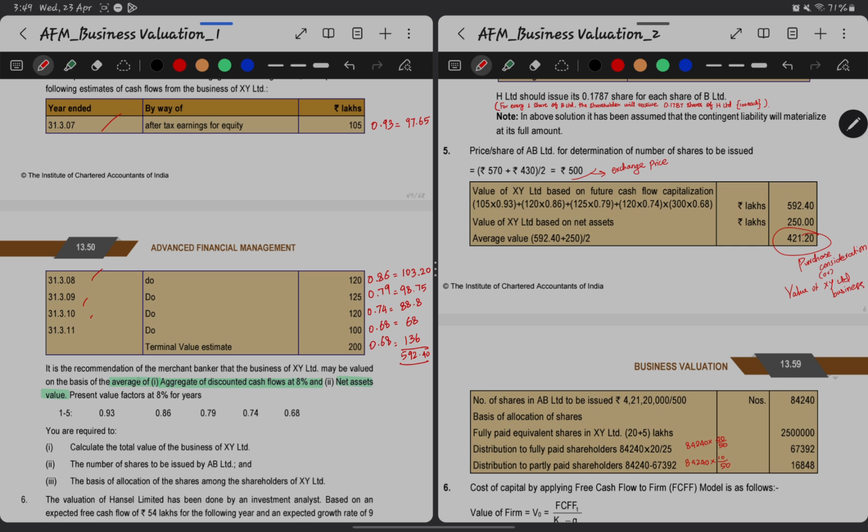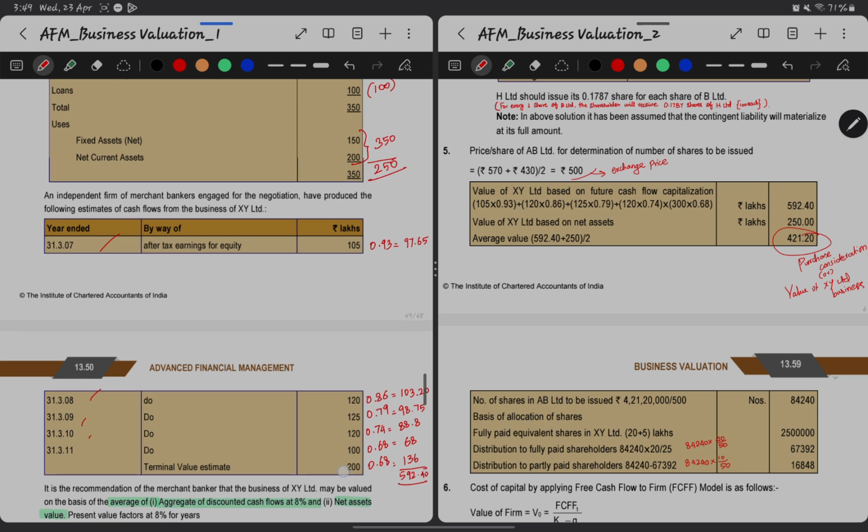It is the recommendation of the merchant banker that the business of XY Limited may be valued on the basis of average of discounted cash flows at 8%, which is nothing but discounting the cash flows at this rate, and the net asset value method. So average of both. So we have to find out the net asset value, and the discounted cash flows also. Then average it off.